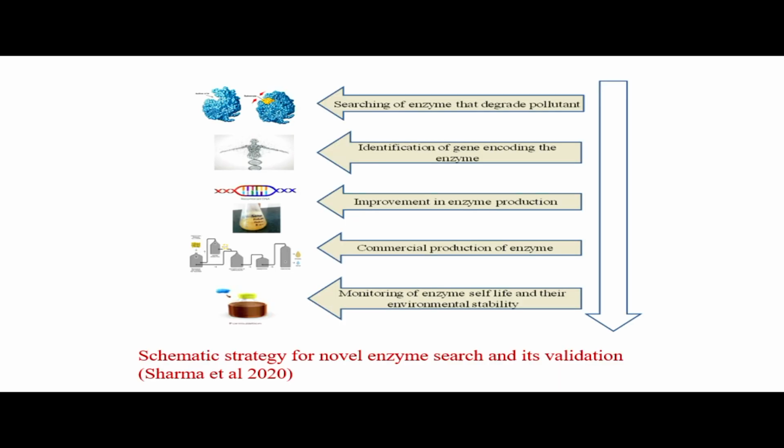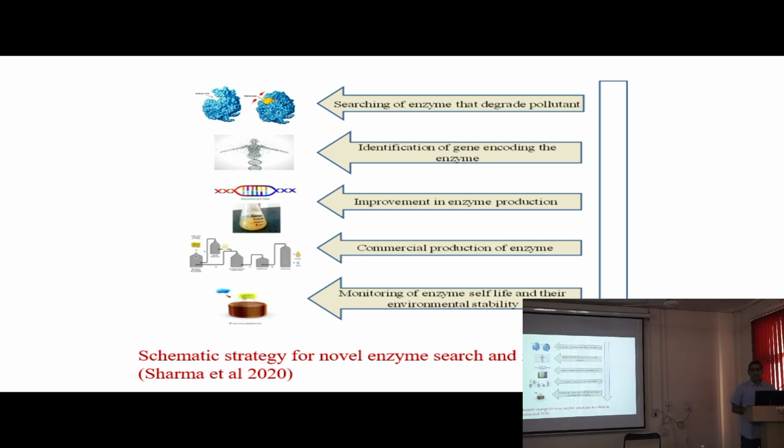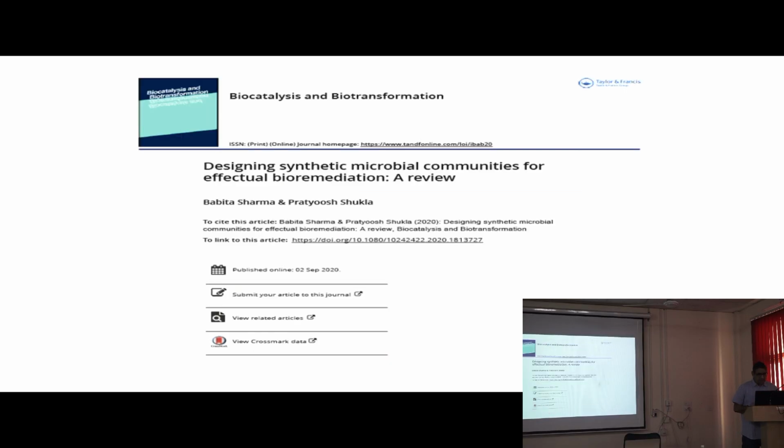Another interesting picture: when you target a novel enzyme for drug discovery, if you want a good enzyme for drug discovery, you can use this methodology and try to see. I have given the example for this pollutant, but it is also common with drug discovery. Getting a good enzyme is very important. This is one review which I was talking about. It is very well cited: Synthetic microbial communities for effectual bioremediation.